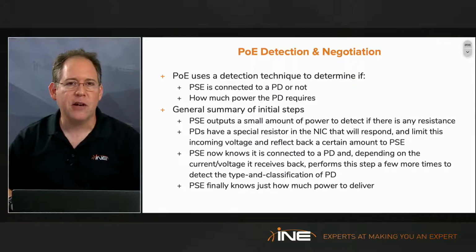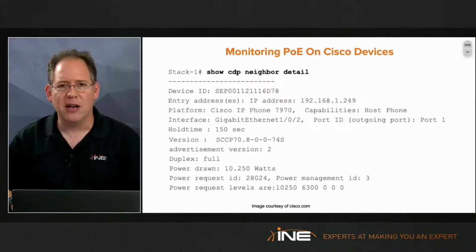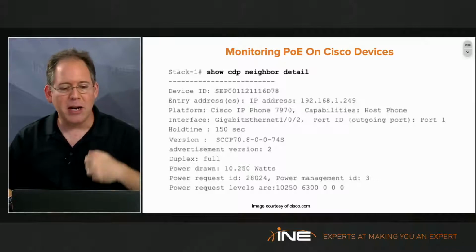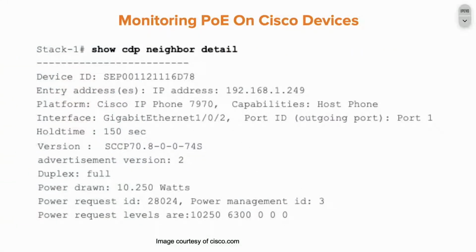Let's finish off by looking at how we would monitor this on Cisco devices. Here we have the output of show CDP neighbor detail on a switch. Down below, it says power drawn 10.25 watts, which represents the maximum required power. This is an IP phone; up above, the platform mentions that this is a Cisco IP phone. The phone has said that the maximum power we'll ever need is 10.25 watts, or 10,250 milliwatts.